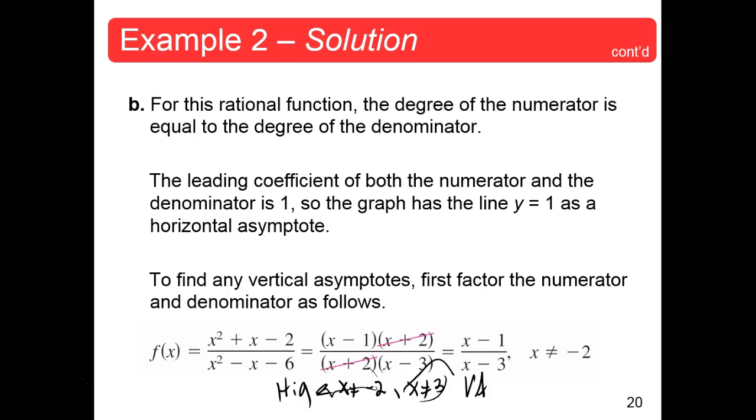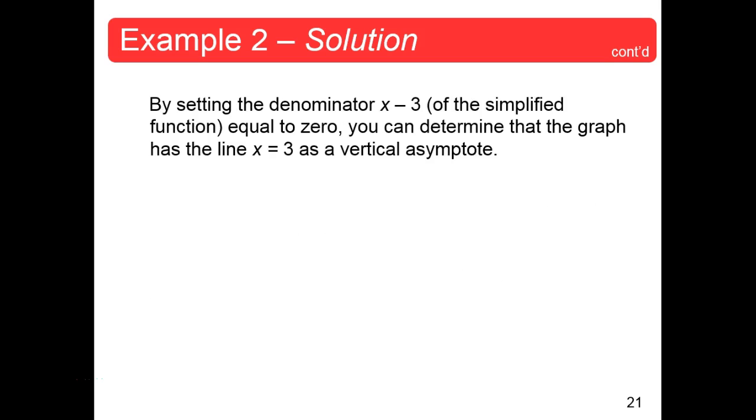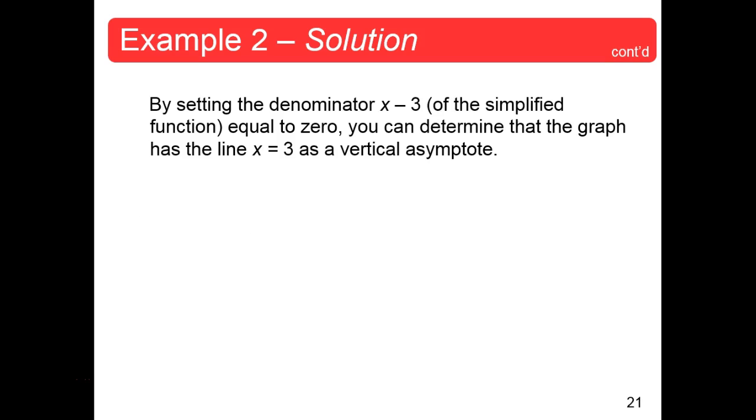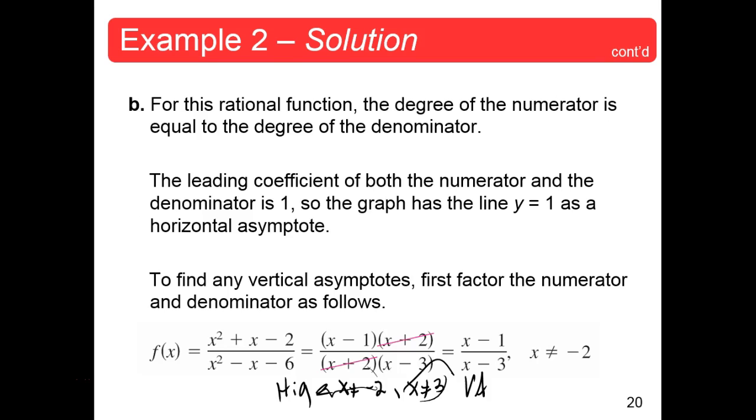But that is correct. X cannot equal -2, but that's not your vertical asymptote. Okay? But by setting the remaining denominator equal to 0, then x equal 3 is your vertical asymptote. It should be saying x can't equal 3. Okay. Oh, they didn't sketch that one, did they? Shame on them. Okay. Let's go back and sketch that one quickly. This is a shame because they should have done that.